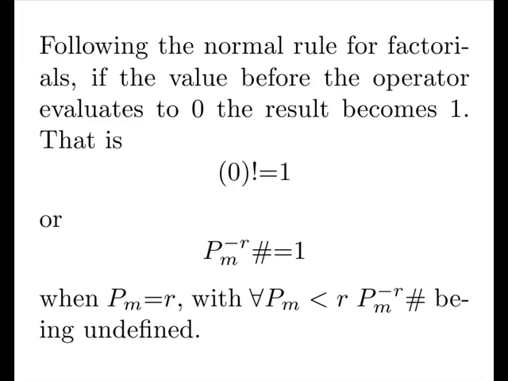Following the normal rule for factorials, if the value before the operator evaluates to 0, the result becomes 1. That is, since 0 factorial is 1, our rth minor primorial is 1, when r prime equals r, and it is undefined for all prime numbers less than r.